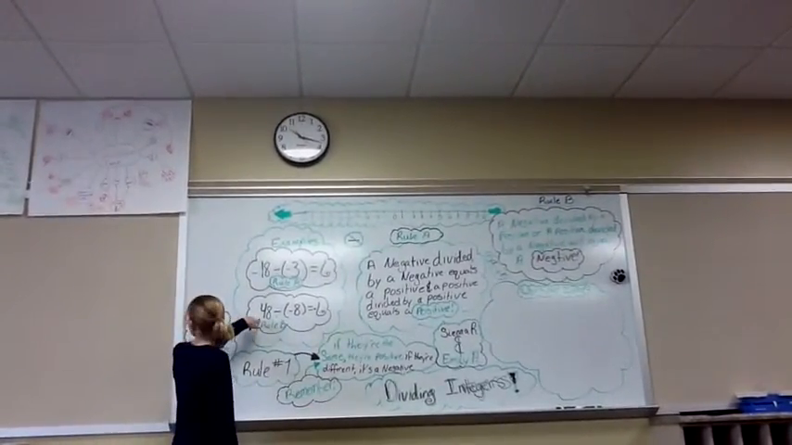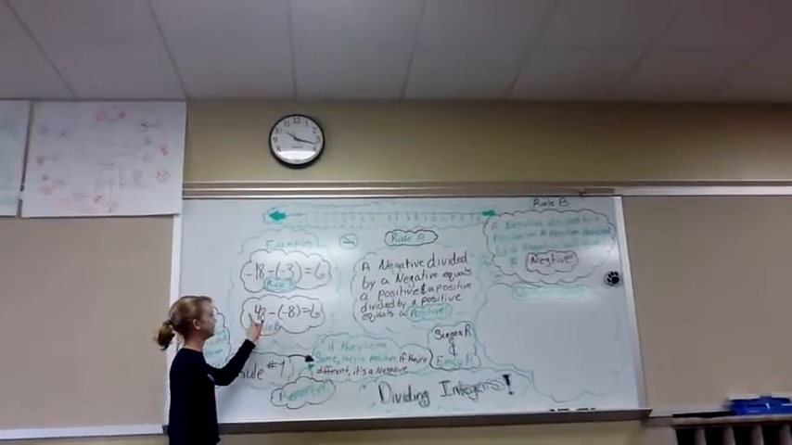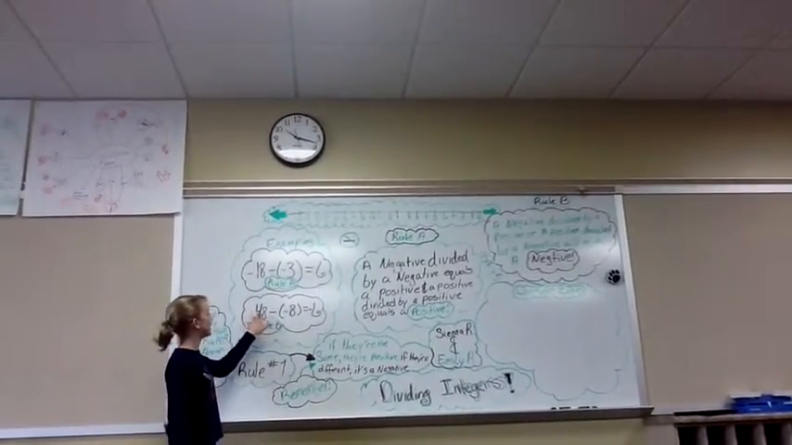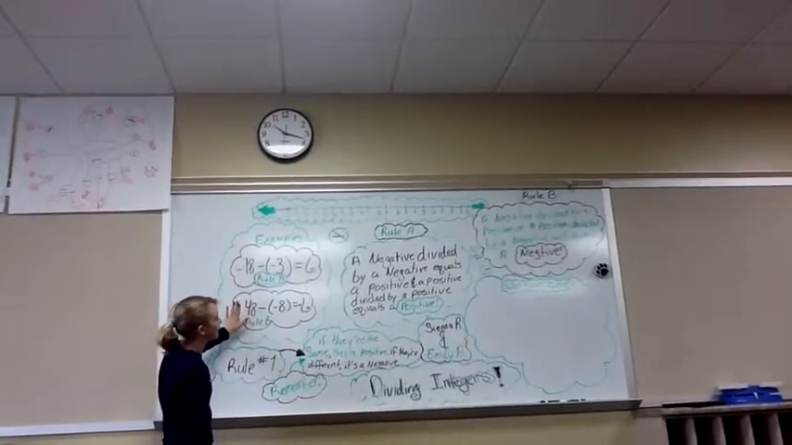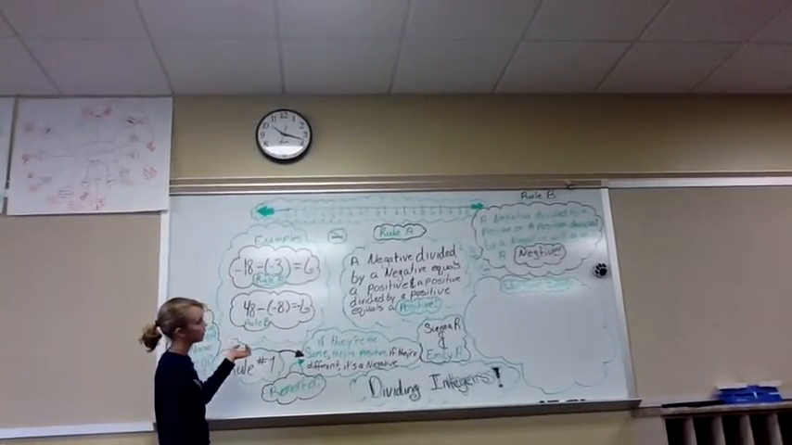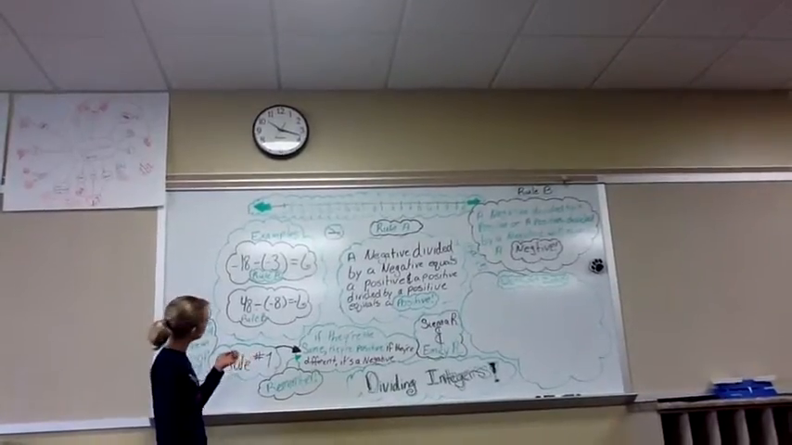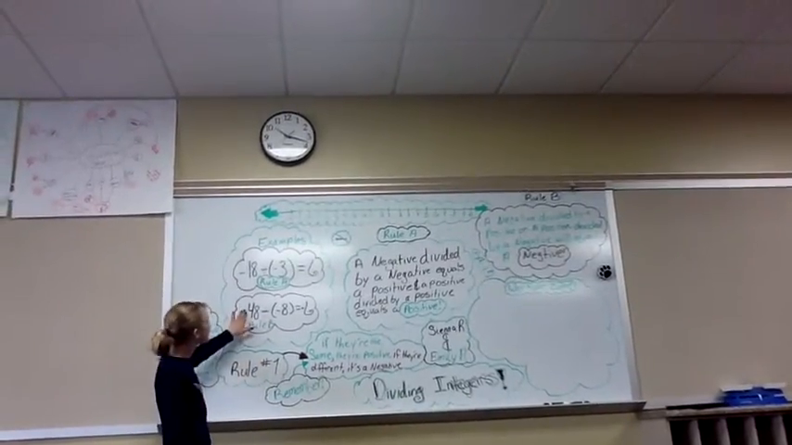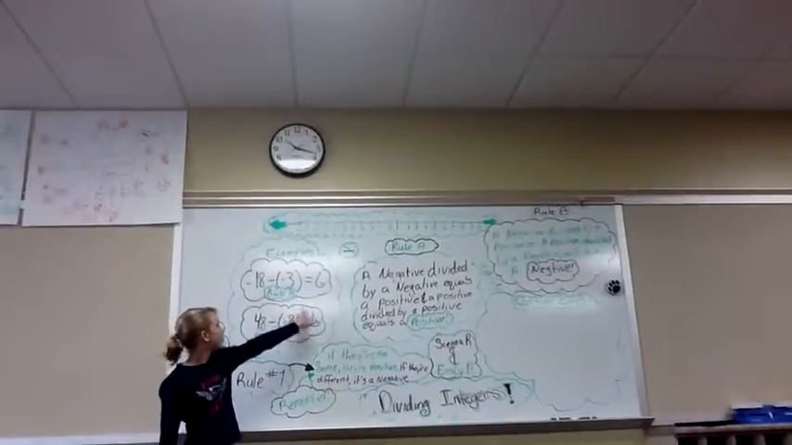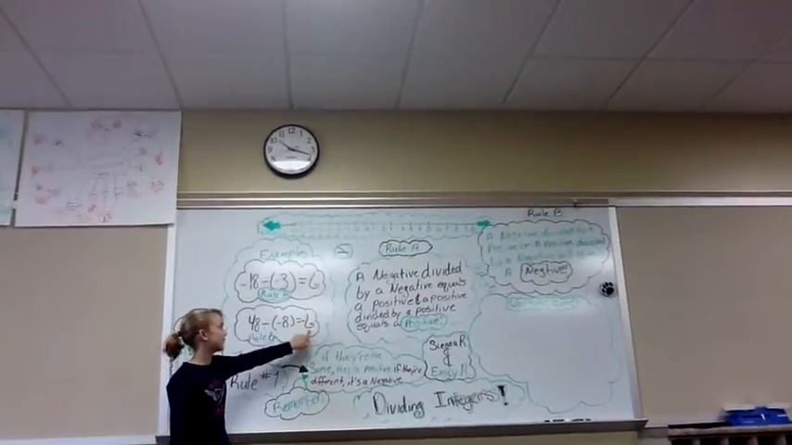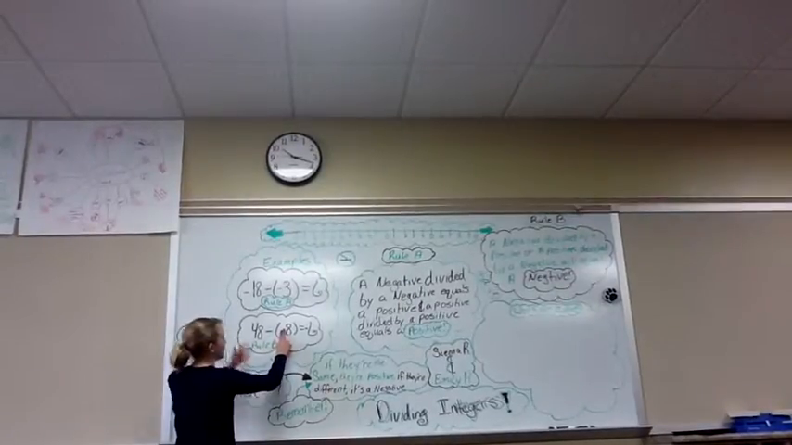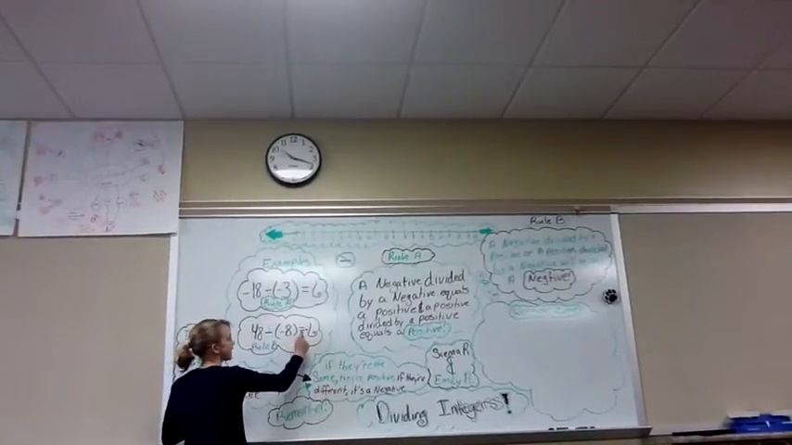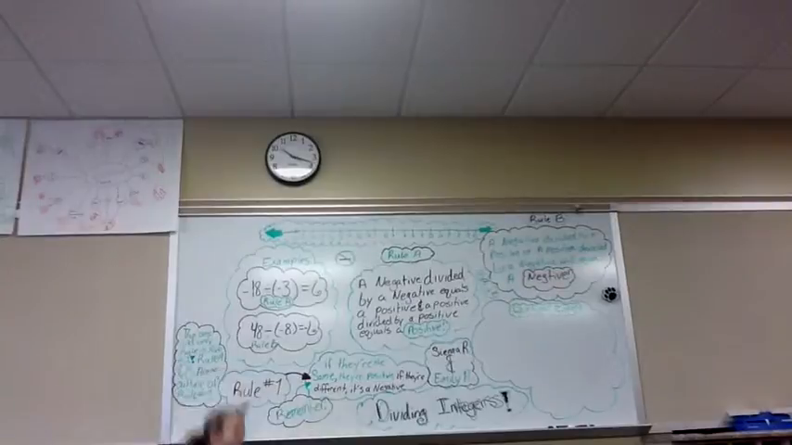And rule B applies to example 2, because a negative divided by a positive would equal a negative. And a positive divided by a negative will equal a negative. So we just crossed this out and made it a positive and then just added our negative sign at the end. Okay, stop now.